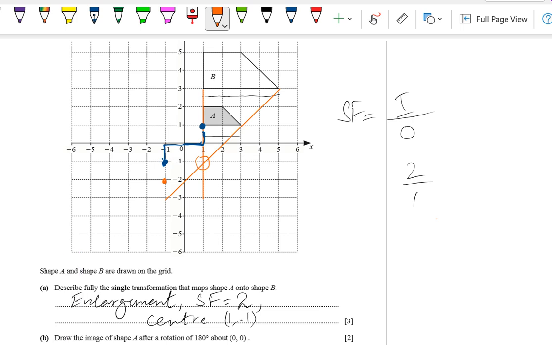Alright, so now last one, this one: one, two, three, and one. So one, one, two, three. So this should be my rotation from the origin, 180 degrees. And it should always be in a cross.